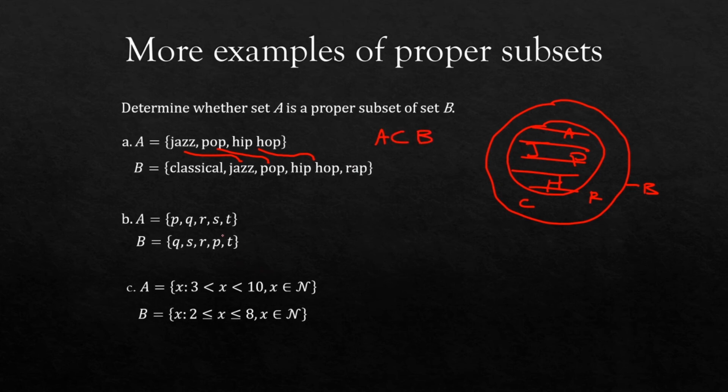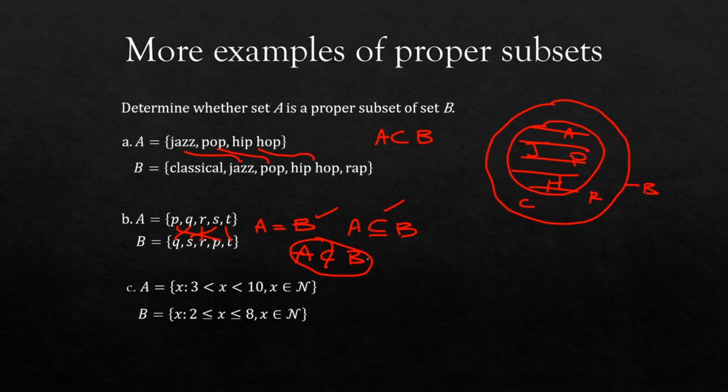In this case, the elements are equal. We have P, Q, R, S, T. So in this case, A equals B. The sets are equal. So we would need to write actually A is a subset of B because of that equality. A is not a proper subset of B, okay? But we can say it's a subset or equal.